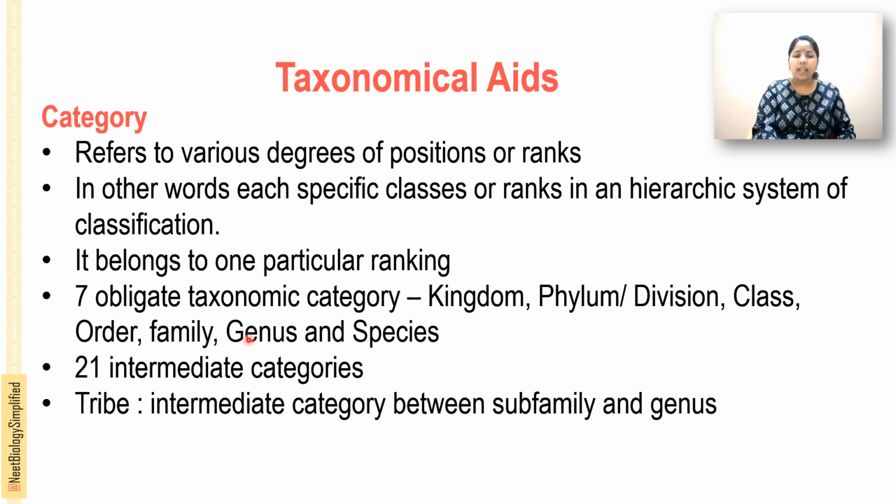There are 7 obligate taxonomic categories that we studied in the last video: kingdom, phylum or division in case of plants, then class, order, family, genus and species. And there are 21 intermediate categories also. The question is, what is a tribe? It comes under the intermediate categories, between subfamily and genus.